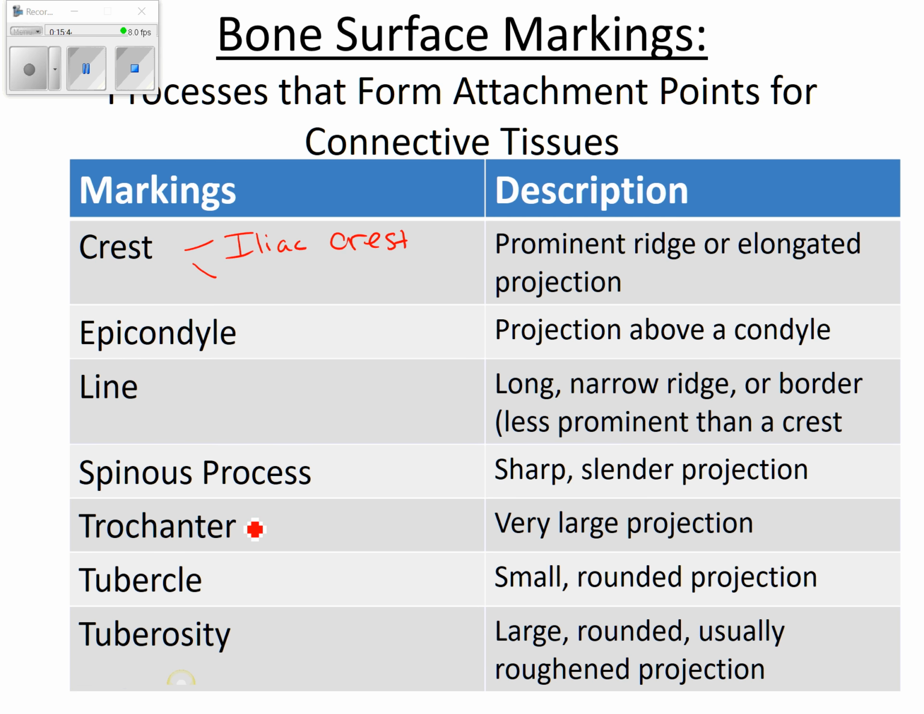Then also trochanter, these are going to be very large projections. Tubercles will be small rounded projections. And of course you have tuberosities. These are going to be large rounded, usually roughened projections. So the trochanter example that we'll go over is the greater and the lesser trochanter of the femur. The tubercle, we'll talk about the greater tubercle and the lesser tubercle of the humerus. Tuberosity, we'll talk about the ischial tuberosity and the tibial tuberosity.